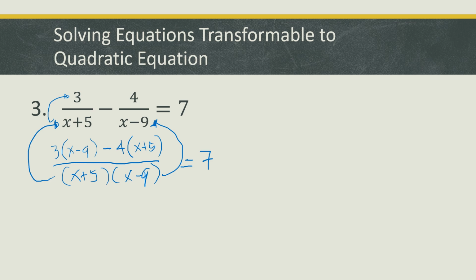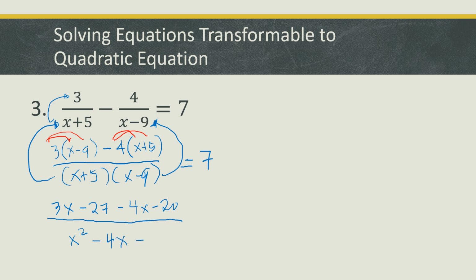So we can now simplify each of the terms by distributive property: 3 times x and 3 times negative 9, that we have 3x minus 27. And also, in the other term, negative 4 times x and negative 4 times 5, we have negative 4x minus 20. Simplify also the denominator, x plus 5 times x minus 9, using the FOIL method. We have x squared minus 4x minus 45 equals 7.